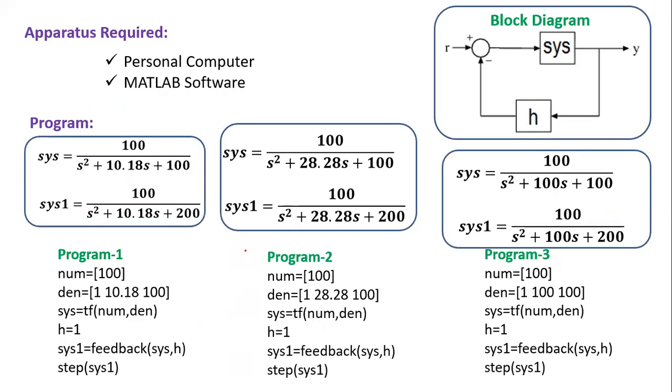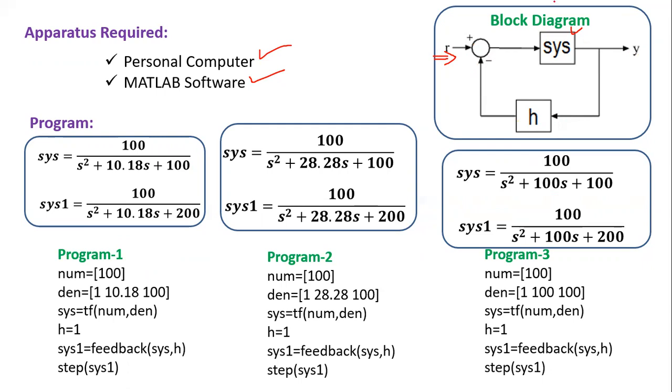Coming to the apparatus required, we need a personal computer and MATLAB software. And coming to the block diagram, here the open loop system is G of S, and for that we are giving a unity feedback, and then we are applying a unit step signal and finding the output response. From this output response, we are analyzing the transient and also the steady state.